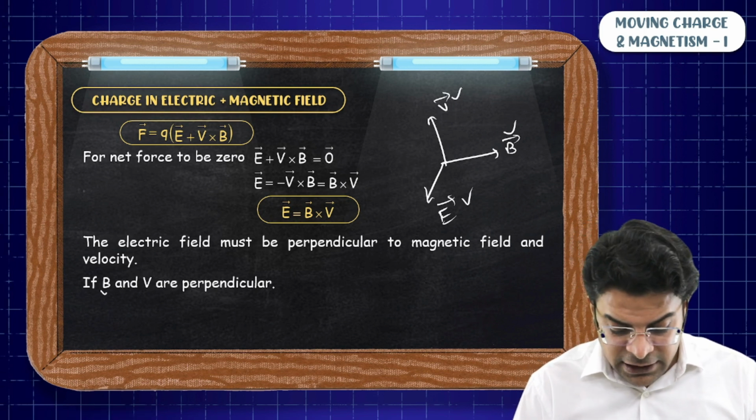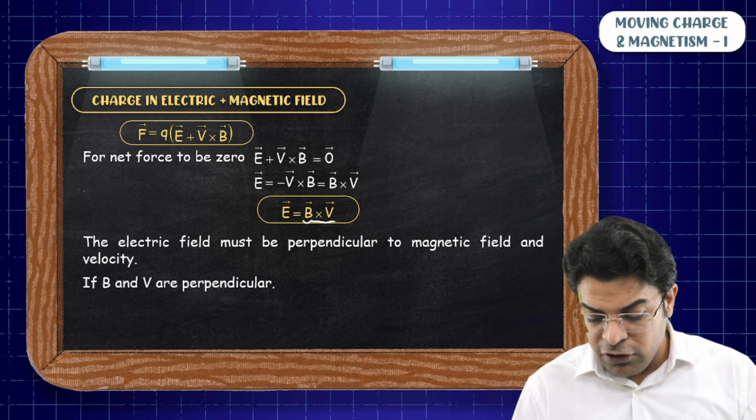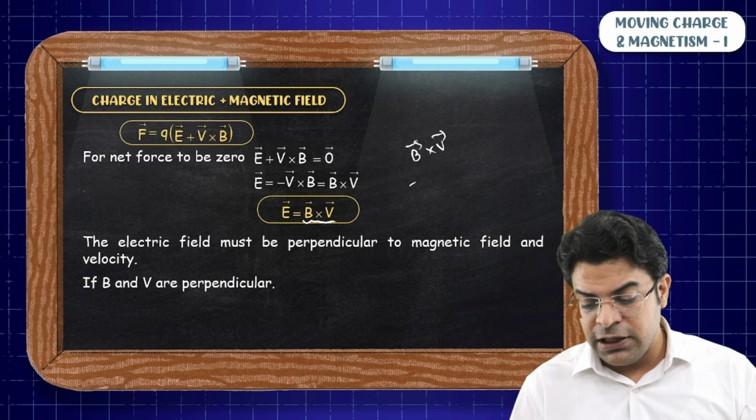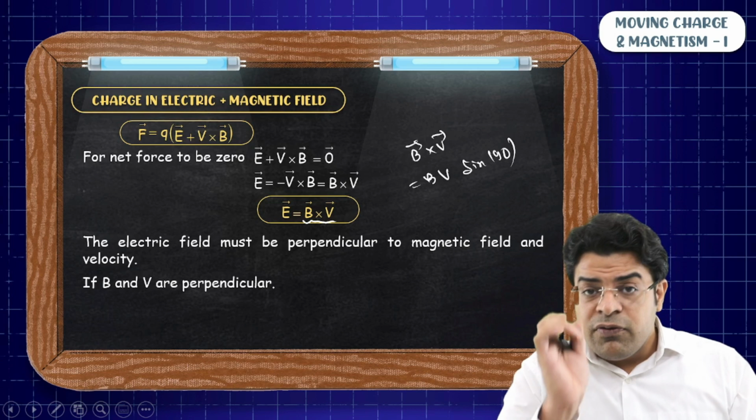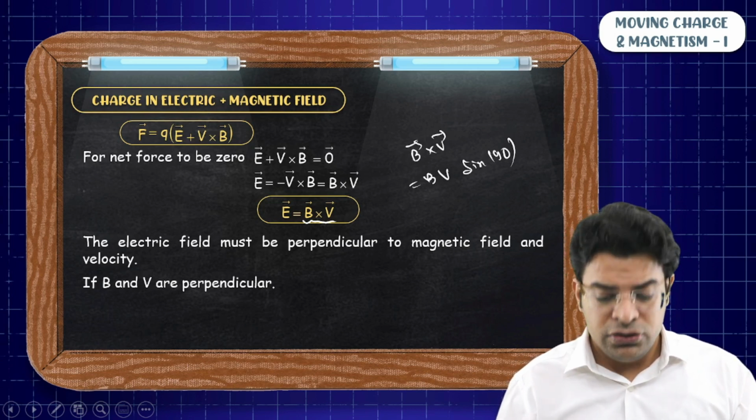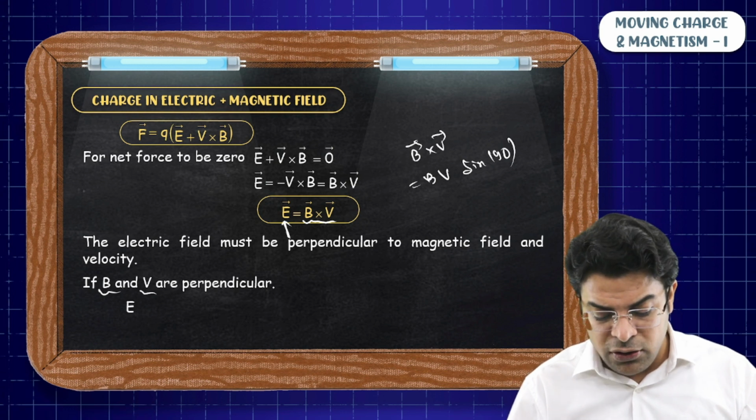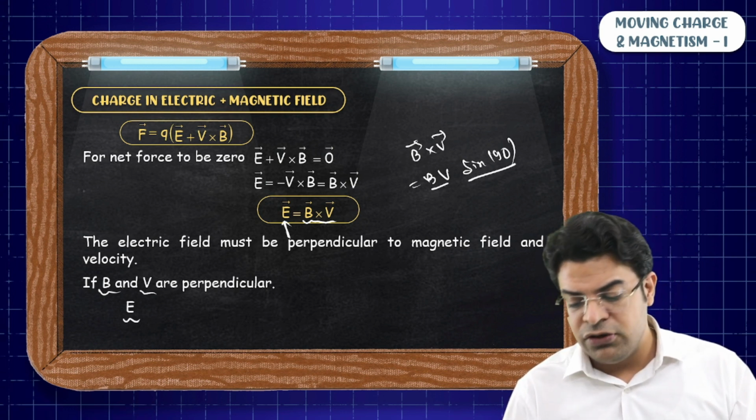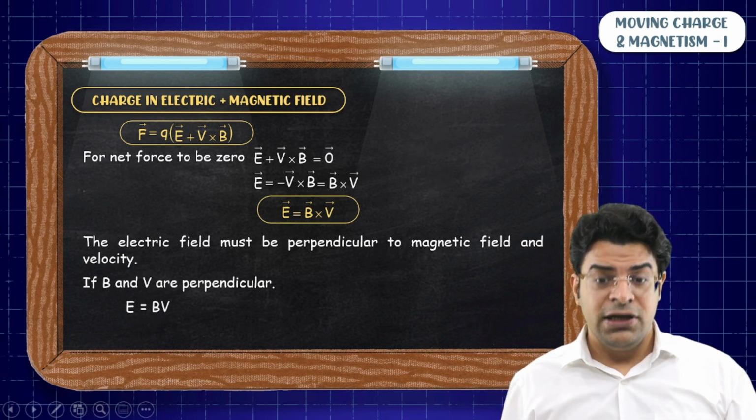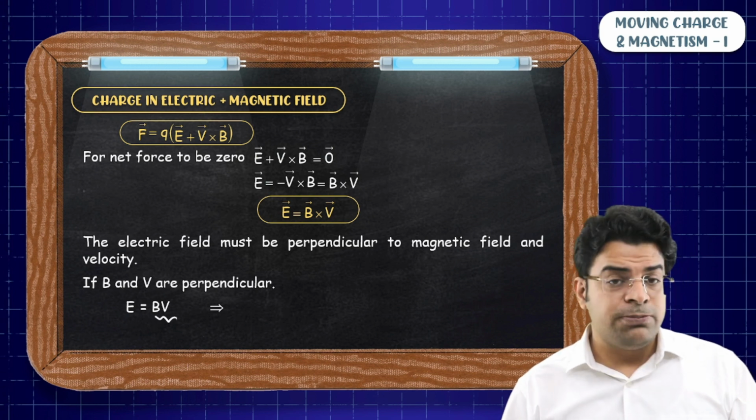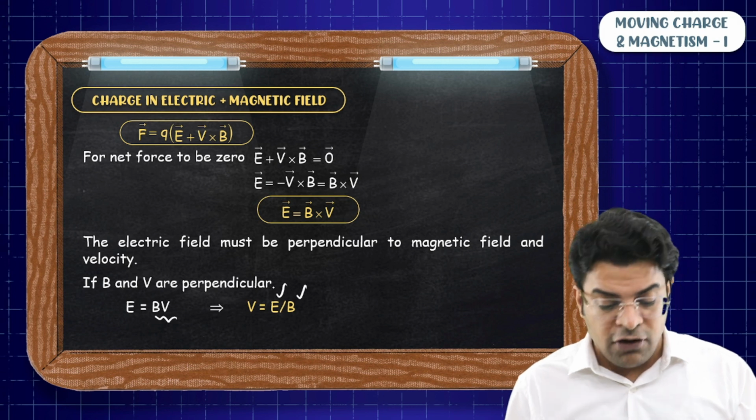Now if B and V are perpendicular as well, then the magnitude of B cross V will be nothing but B into V into sine 90, which will be BV. So we can find out the strength of electric field. The strength of electric field equals BV into sine 90, and sine 90 becomes 1. That gives you BV. Or you can rewrite it as the velocity of the charged particle has to be equal to the strength of electric field upon the strength of magnetic field.